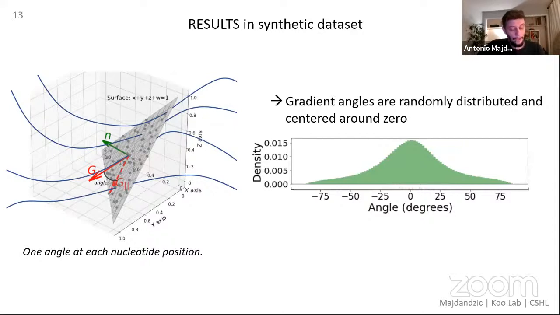Now the results. First, we confirm that random angles between the learned function and the simplex are indeed present. Here we plot the distribution of angles between the gradient vector and the simplex at each nucleotide position for one of the networks. You can see that the angles are randomly distributed, but centered around 0. So most angles are actually less than 25 degrees, which largely supports the use of gradient-based attribution methods. But there is a long tail of much larger angles, which we believe is a major source of gradient noise.